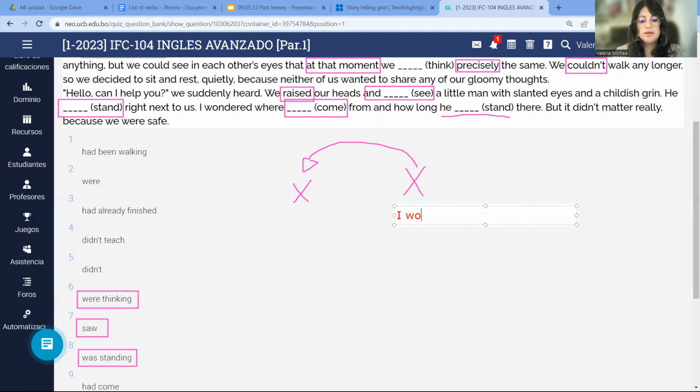So I wondered, and he had been standing. Right, so two things happened, but one happened before another one. That's the logic. Remember that when we use the perfect tenses, it's just because we have one action that happened in the past and another action that happened before that. That's the idea. If I use the past simple here, it doesn't make sense, right? So I wonder how long he was standing there. Doesn't make any sense.